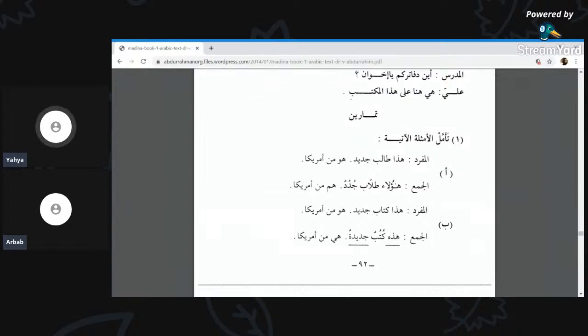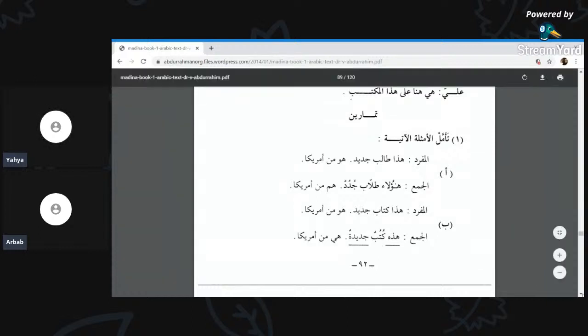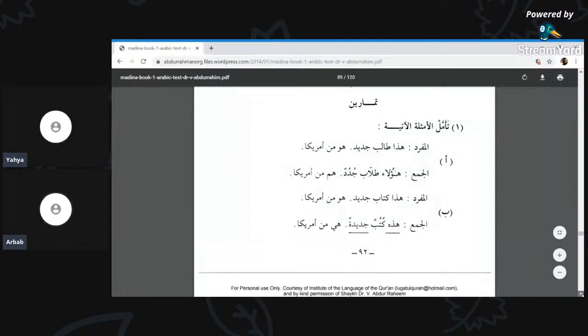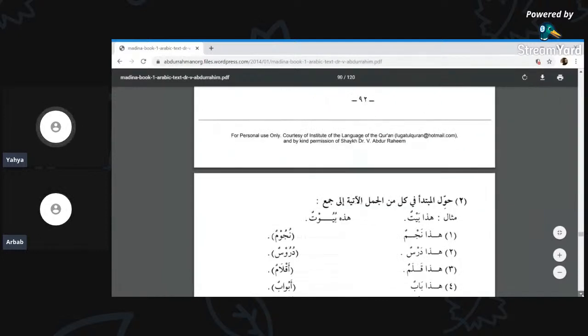So we say هذه كتب جديدة. Even with the pronoun, we say hiya. Hiya min Amrika. Hiya is referring to what? The books. So we'd say they are from America. So even the pronoun is singular feminine when we're referring to a noun which is plural and non-human. Is that clear, brother? Okay, we're going to move on, inshallah.